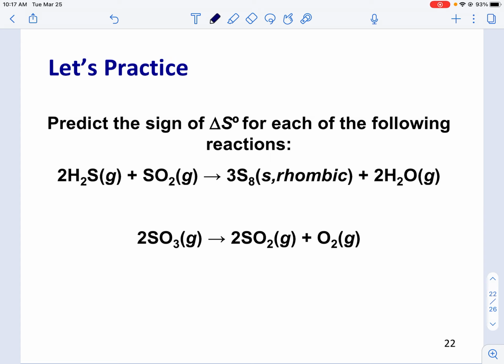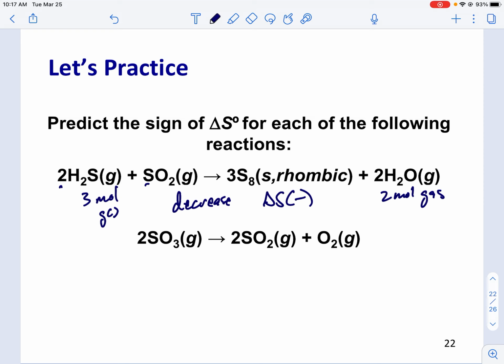All right, so hopefully you got these right. So what do we have going on here? There should be a decrease in entropy. There should be a negative delta S for this one. Why? There's 1, 2, 3 moles of gas on this side, and there's a solid. Solids have low entropy, so there's only 2 moles of gas. So we're reducing the number of moles of gas in the reaction. That's going to be a decrease in entropy.